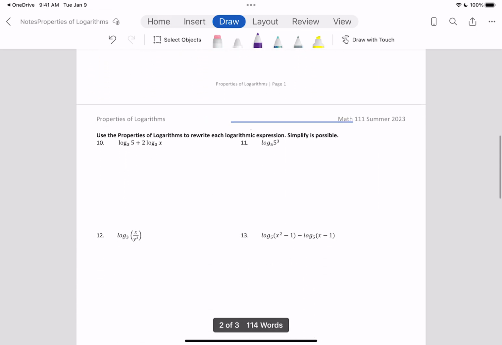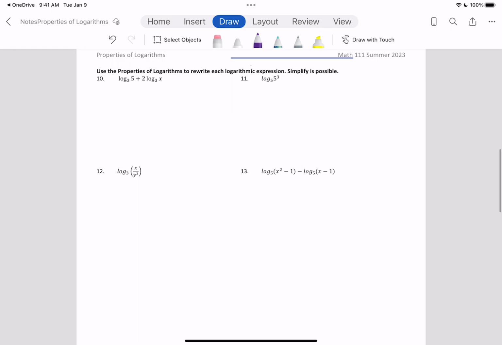All right, let's look at a few more of these. So the ones back here are going to start combining some of the properties together. So we're going to need to do more than one in these problems. So I see that I have a sum, and I also see that I have this 2 on the outside. So I'm going to do property 3 first.